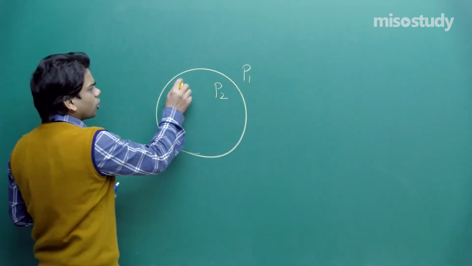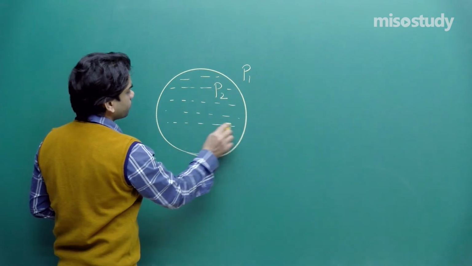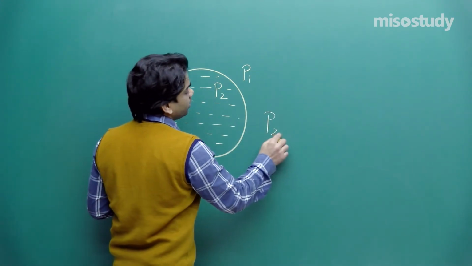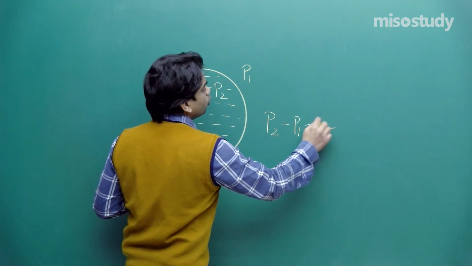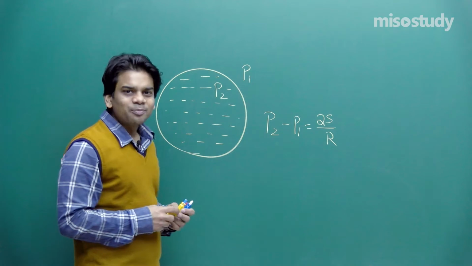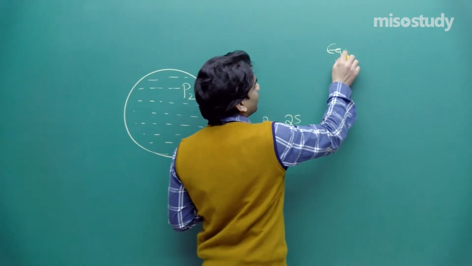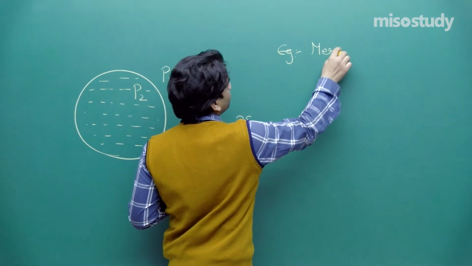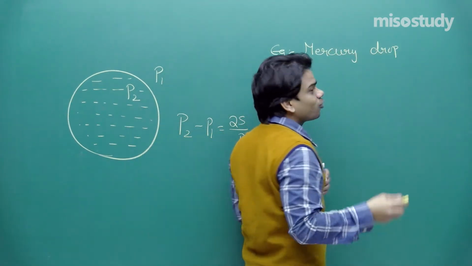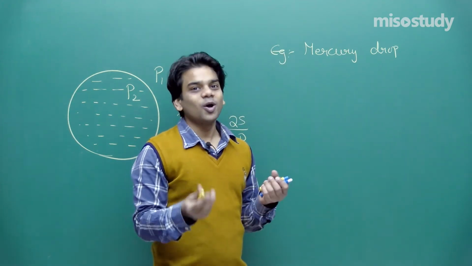If I say this is a liquid drop, it's completely filled with liquid molecules all inside this drop. Now we know that the excess pressure inside this drop will be equal to 2s by r. We all know this. Now let's start with an example. Let's say we have taken a mercury drop and let's say we are interested to find out what is the amount of excess pressure inside the drop compared to the pressure outside the drop.